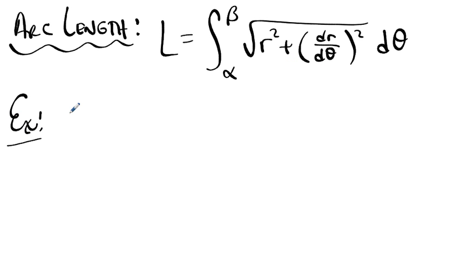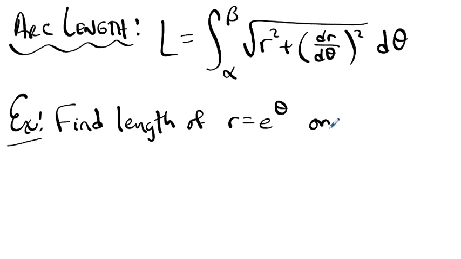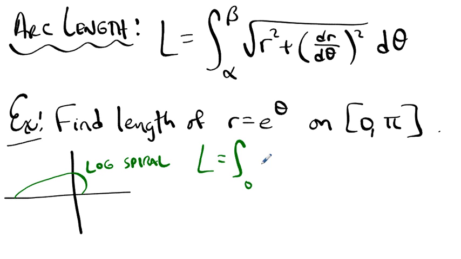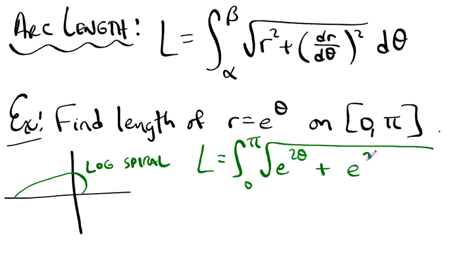So find the length of r equals e to the theta on 0 to pi. Now, so we're clear, that's this. This is part of what's called a logarithmic spiral. So the arc length is the integral from start to stop of the square root of r squared plus the derivative of r with respect to theta squared.